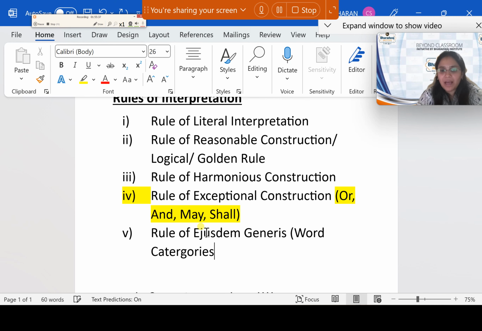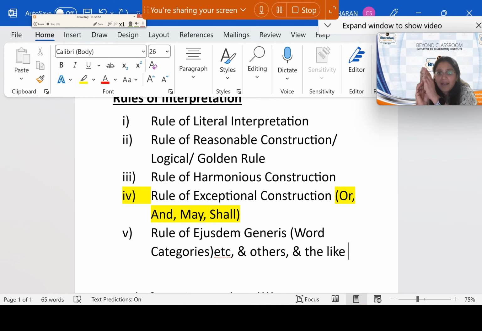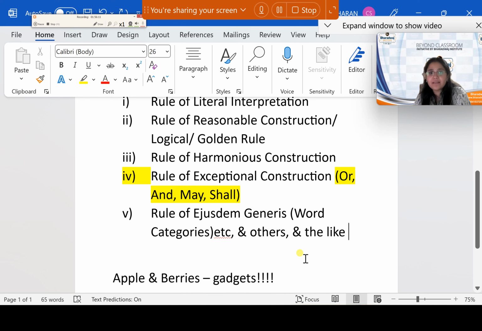Word categories is the meaning. So if I am using a bunch of generic words, whenever we use the words etc., others, and the like, then you have to read what words come before. Based on that you will assume the meaning of etc., others and like. Law generally has to be specific only. Very rarely will it use generic words. When it does, how do we understand it? That is the rule of ejusdem generis. Clear? Did you understand? Does it make sense now?